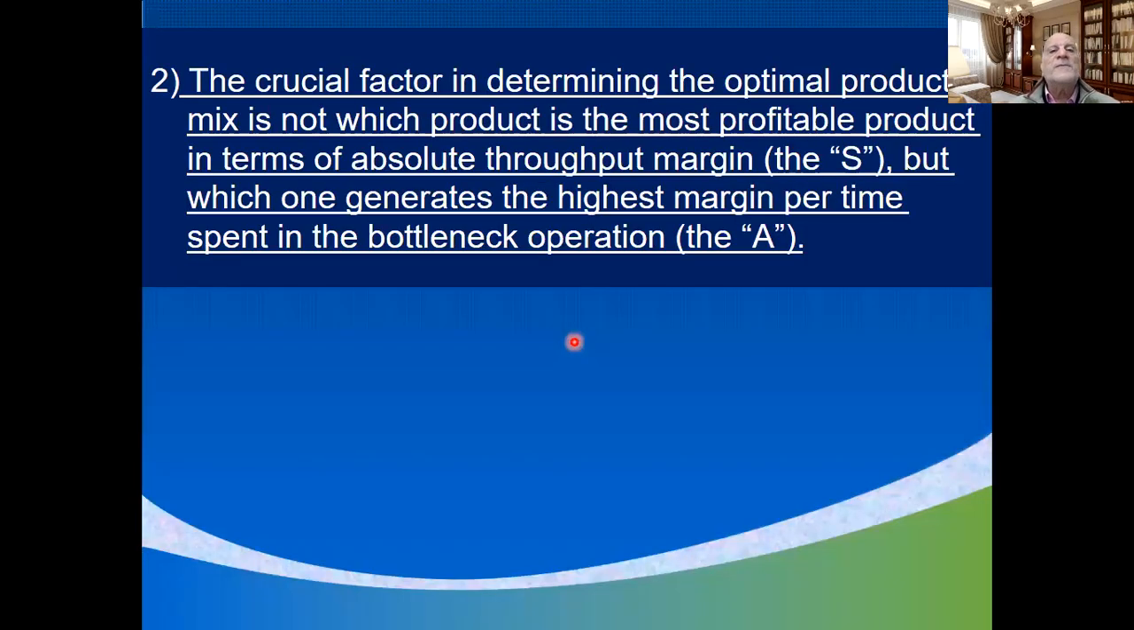The crucial factor in determining the optimal product mix is not which product is the most profitable in terms of absolute throughput margin, which was the second product, S, but which one generates the highest margin per time spent in the bottleneck operation, which was testing the product.